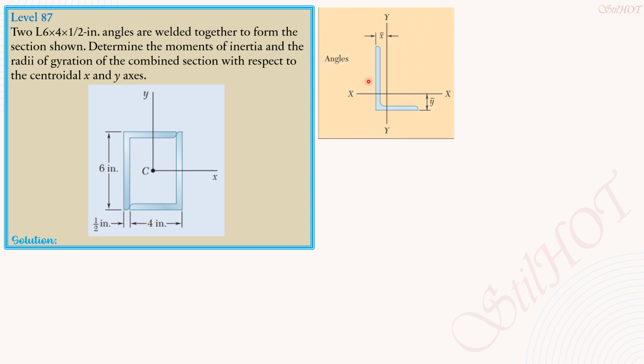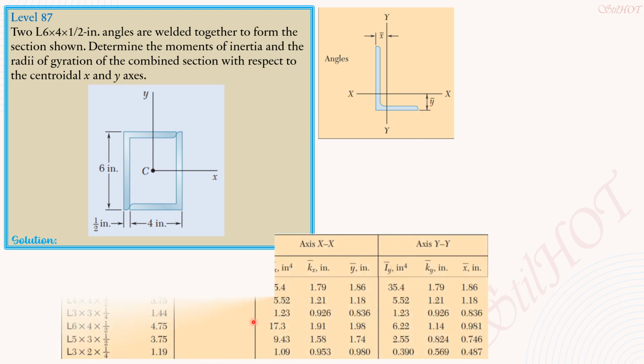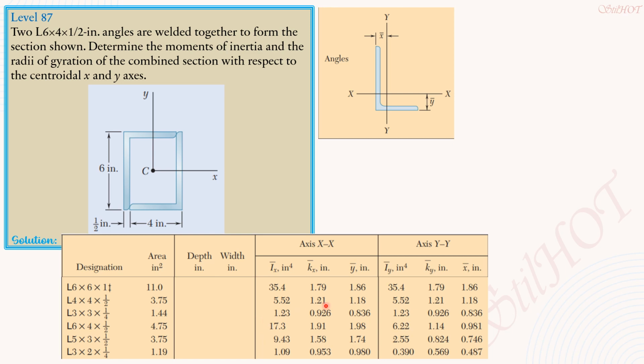By the way, this is part of the problem. This should be given as a guide in answering this problem. So that's the orientation. We have the centroidal x-axis, centroidal y-axis, barred x from the longer leg, barred y from the shorter leg, outer barred y. And this is the table. It should be provided so that we can analyze this problem.